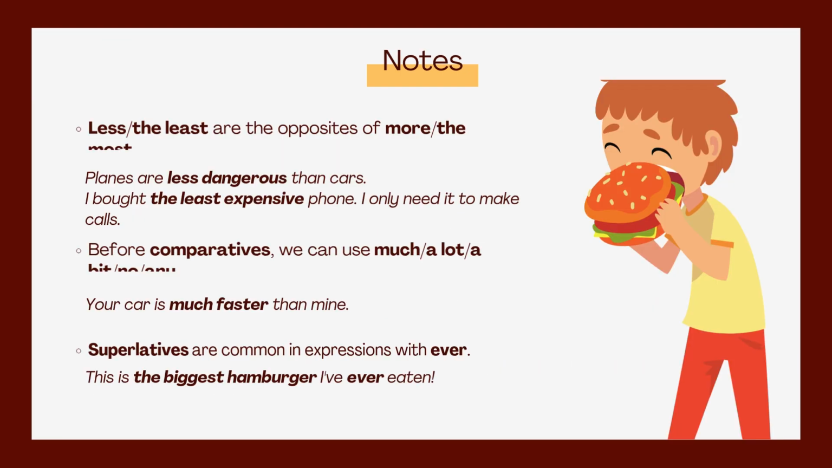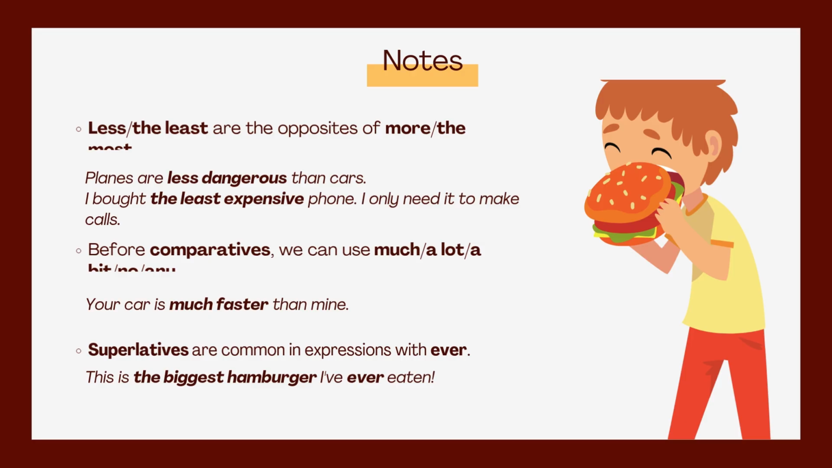Notes. On this slide we have several important notes about comparison forms. 1. Less, the least. First, less and the least are the opposites of more and the most. The slide gives these examples. Planes are less dangerous than cars. I bought the least expensive phone. I only need it to make calls.